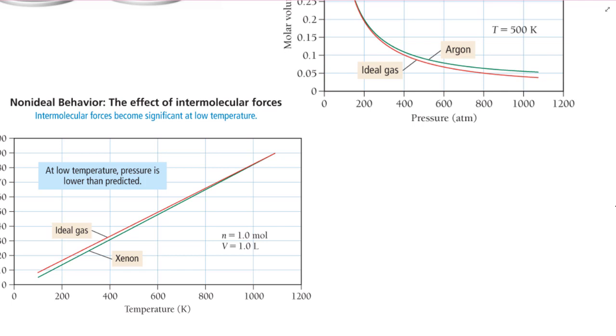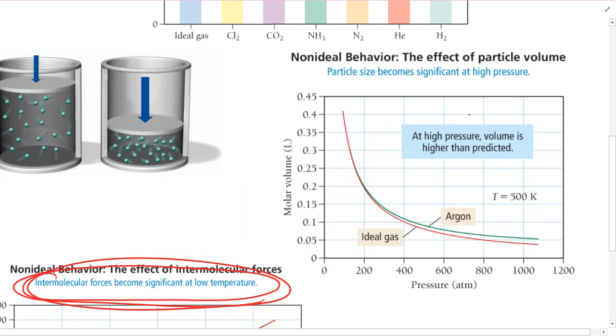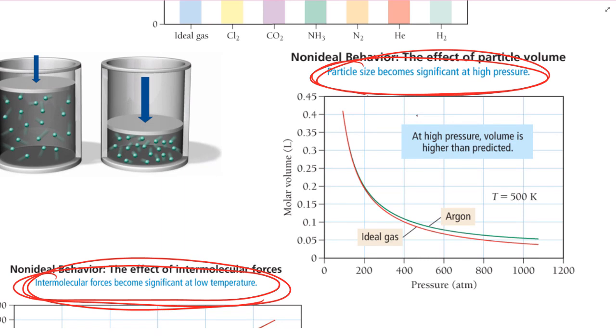And as it says here, and you want to know, what should we know from this? Well, here's what you should know from this, is that intermolecular forces are important the lower the temperature becomes, and the spaces between particles become significant at higher pressures. Those are the things you should know about real gases.